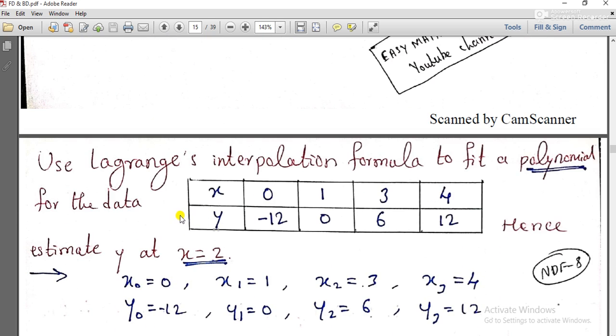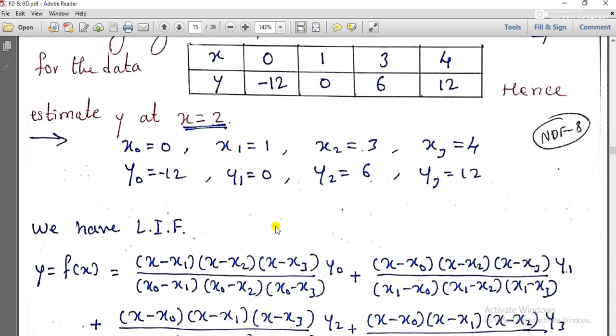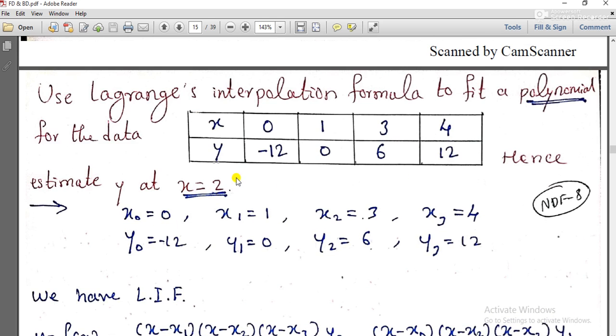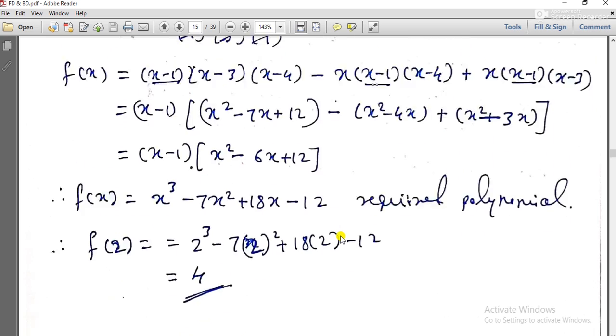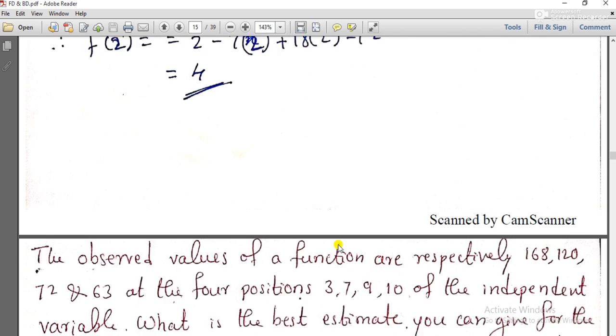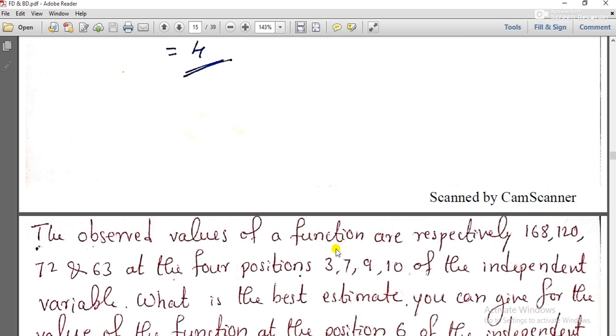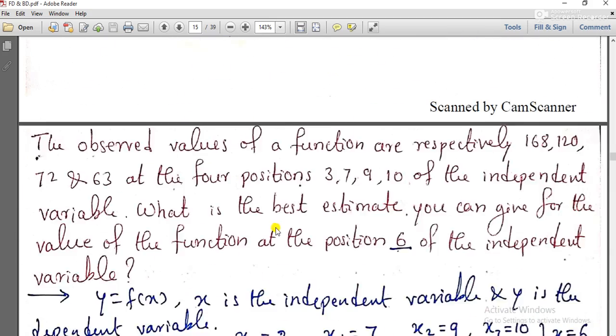The second example is to use Lagrange's interpolation formula to fit a polynomial for the data. The table is there; you can write x naught, x1, x2, x3, y naught, y1, y2, y3, and write Lagrange's interpolation formula. Just write the formula and simplify. Everything is the same here also. These are the Lagrange's interpolation formula examples.